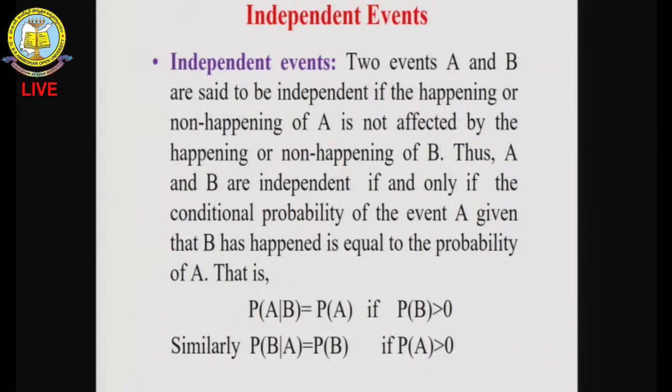Earlier the definition was not like that. Now we can write probability of A given B is equal to, earlier, probability of A intersection B divided by probability of B. Now, in that case, probability of A given B is equal to probability of A, when this condition exists: probability of B is greater than 0. Similarly, we can define probability of B given A is equal to probability of B, when probability of A is greater than 0.